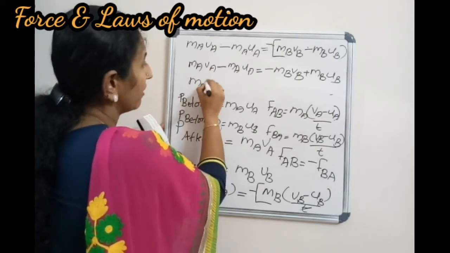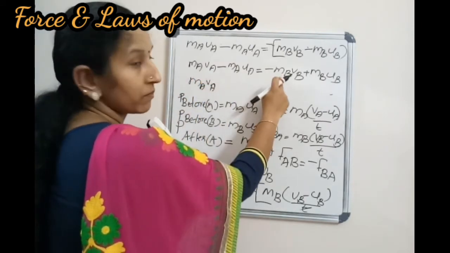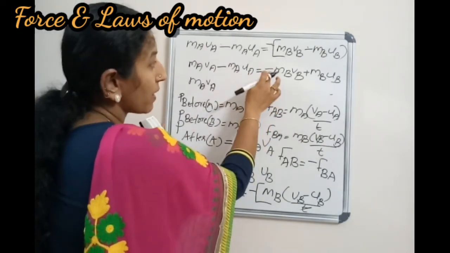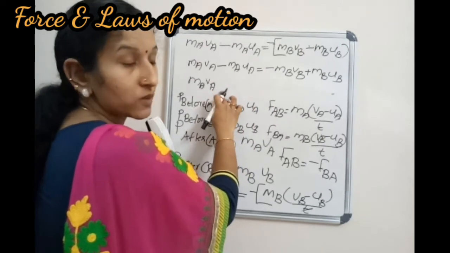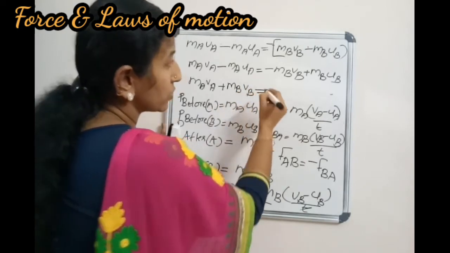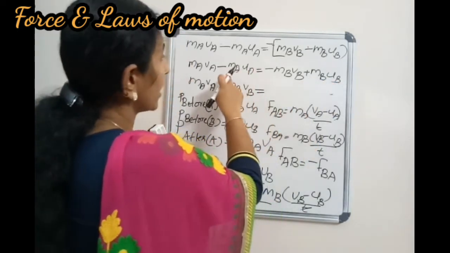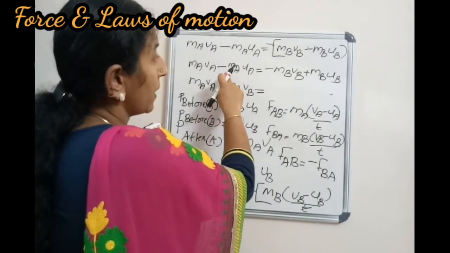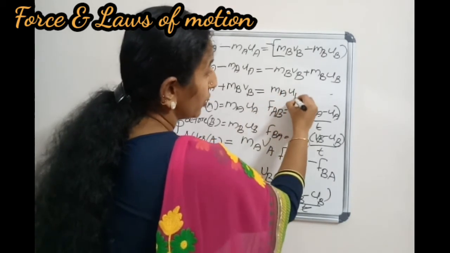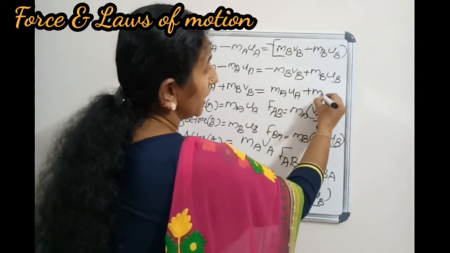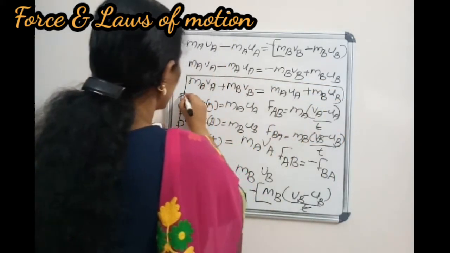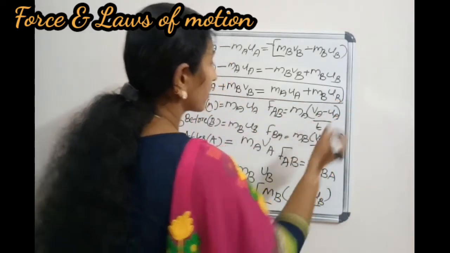MA VA is already here. Then I am taking this MBVB to this side. This is minus MBVB, so minus MBVB coming to the opposite side becomes plus MBVB, equal to MBUB, which is already here. Now I take this minus MAUA to the opposite side, plus MAUA plus MBUB. So this is the mathematical representation of the law of conservation of momentum.